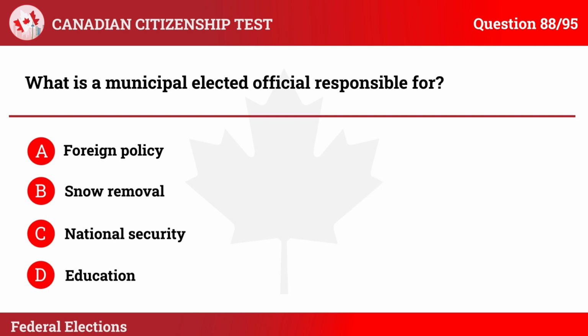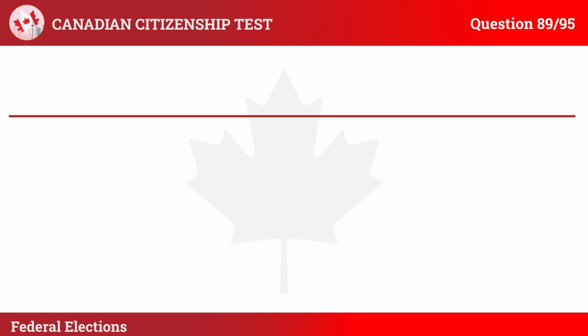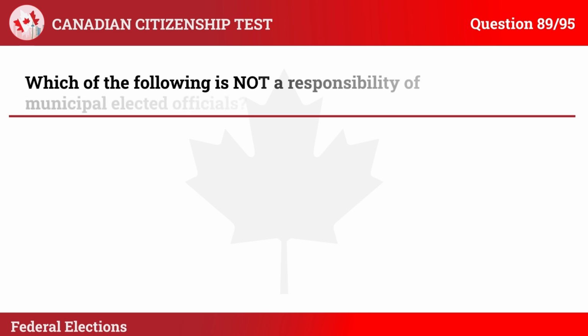The correct answer is B. Snow removal. Explanation: a municipal elected official is responsible for services like snow removal, which are essential to local community management.